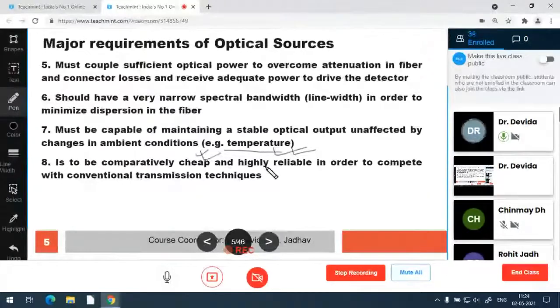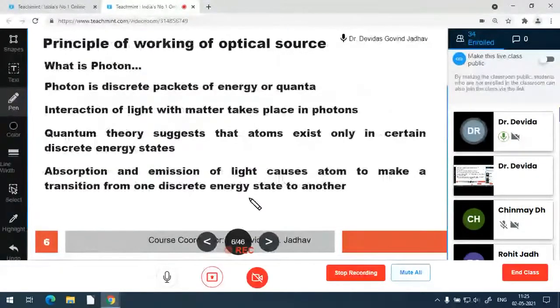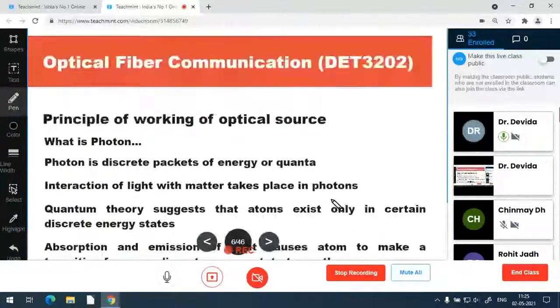remembrance of this. It is to be comparatively cost effective or cheap and highly reliable in order to compete with the conventional transmission technique. So these are the requirements of the sources, how sources should be in optical fiber communication.